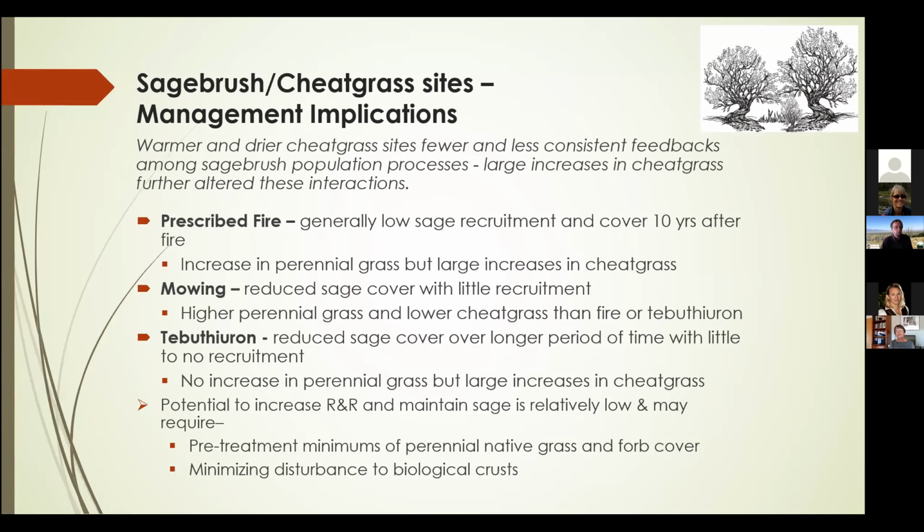Our prior work on these sites and work that has been done elsewhere by folks like Kirk Davies indicate that between 15 to 20% cover of perennial native grasses and forbs is required to prevent increases in cheatgrass following these types of treatments. And other work that is ongoing by Lee Condon and Dave Pike is showing that biological soil crusts can impede cheatgrass, and treatments should focus on avoiding disrupting them to the degree possible.